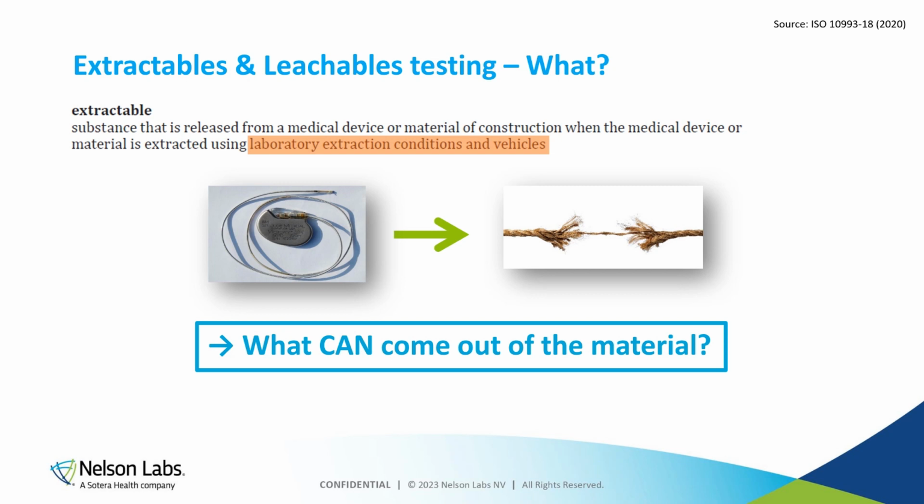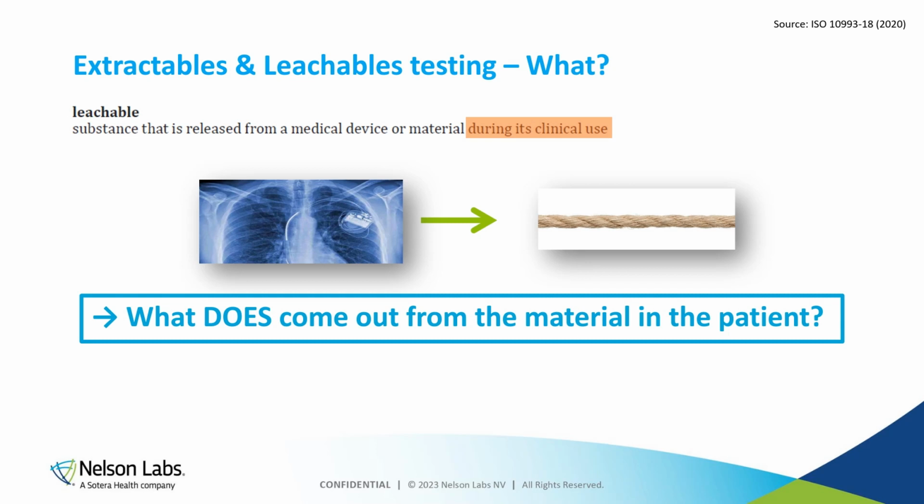Now, related to this, it is important to highlight the difference between an extractables and a leachables study. In case of an extractables study, you are going to look for the substances that are released from the medical device using laboratory extraction conditions and vehicles. So, in this case, you are using severe conditions that exaggerate the real use. Now, in case of leachables testing, you are going to look for the substances that are released from the medical device during its clinical use. So here you are using less severe conditions.